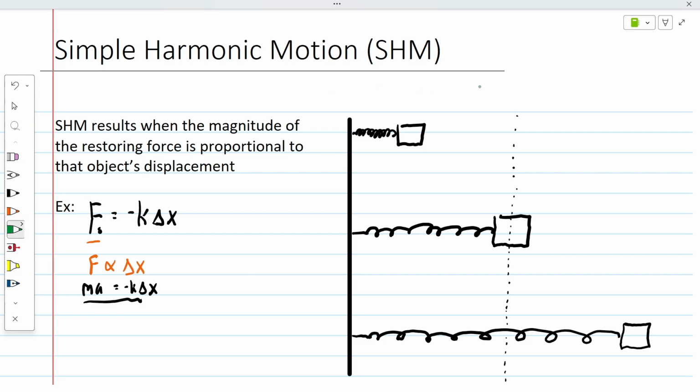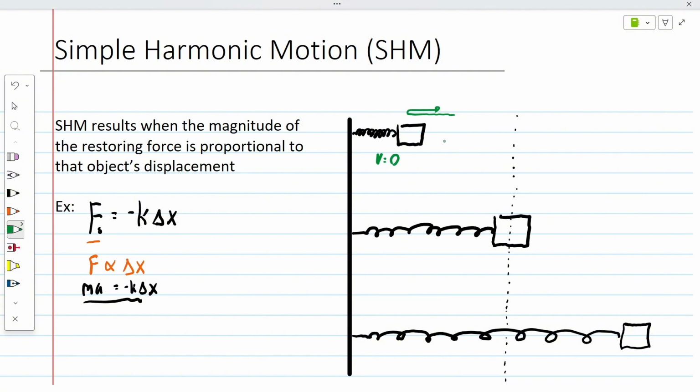So let's say this box is pulled to an endpoint and it's allowed to oscillate back and forth. Let's compare the velocity, acceleration, and force at each position. When it's all the way at this point before it comes over this way and then starts heading back, the velocity is going to be 0, because it stops for one brief second before going back the other direction.